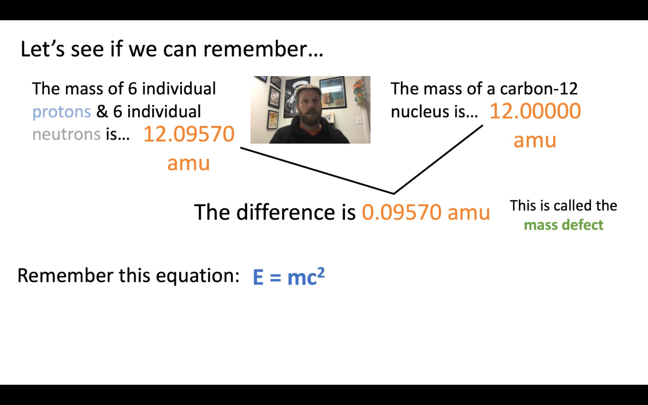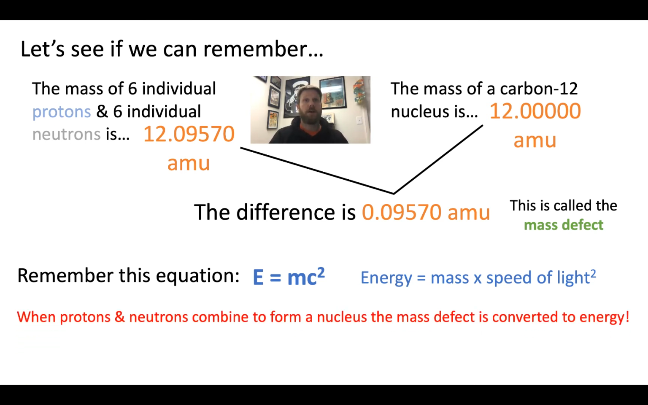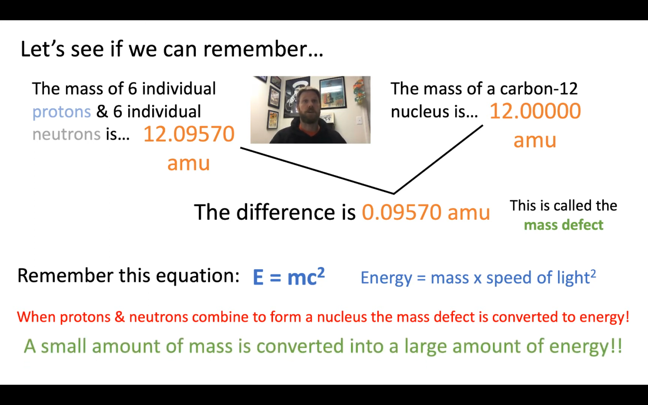Well, do you remember this famous equation? Energy equals mass times the speed of light squared. This is Einstein's famous equation relating matter and energy. Matter and energy are two sides of the same coin. This means that when protons and neutrons combine to form a nucleus, some of the mass defect is converted into energy. A very small amount of mass is converted into a boatload of energy. A mass defect occurs during the processes of nuclear fission and nuclear fusion. That is why these processes release so much energy.